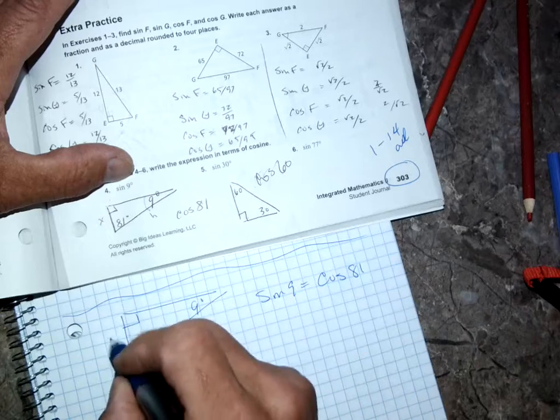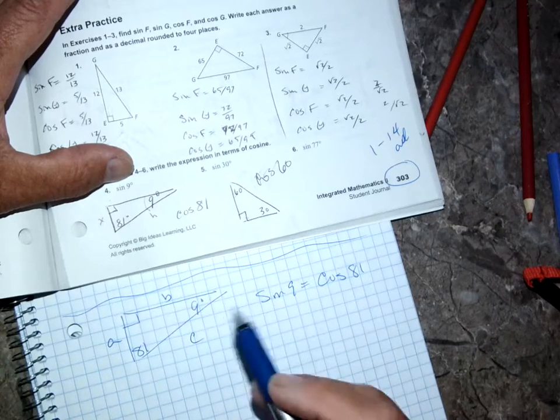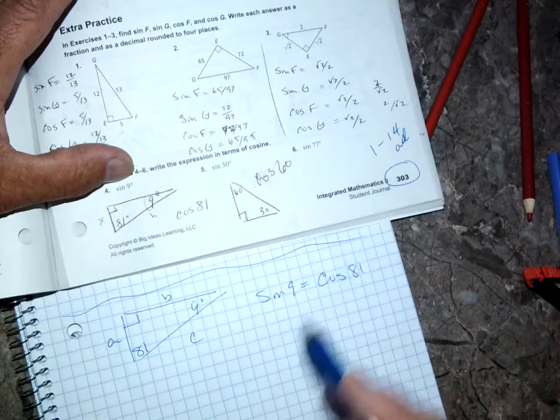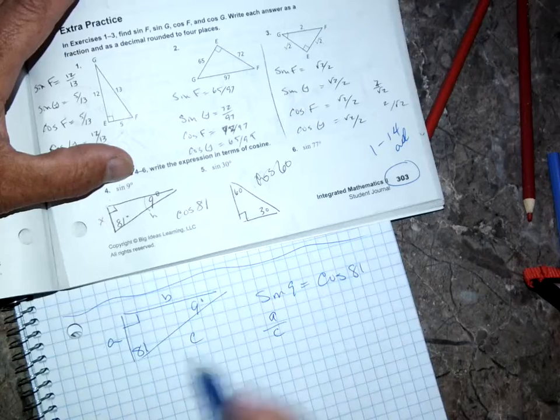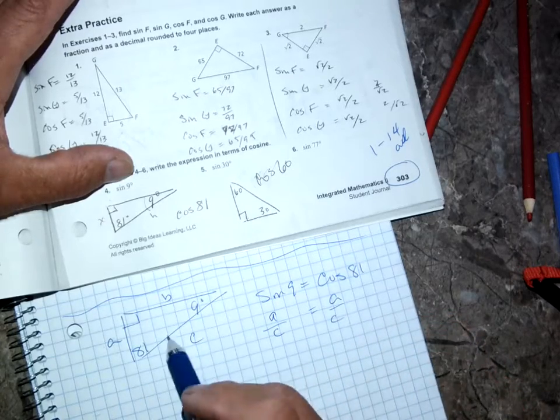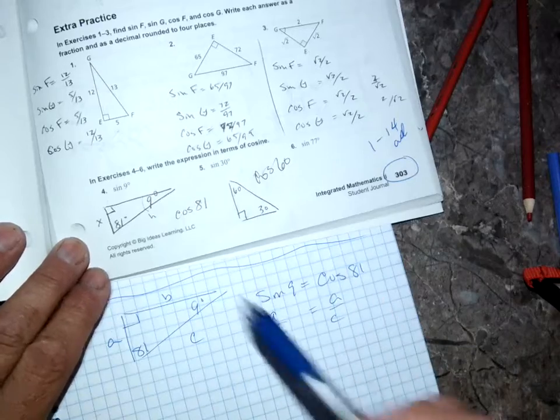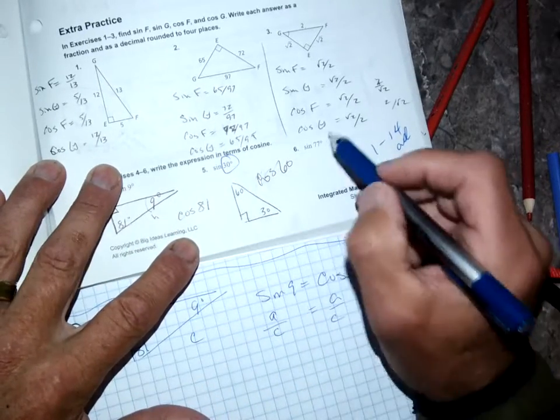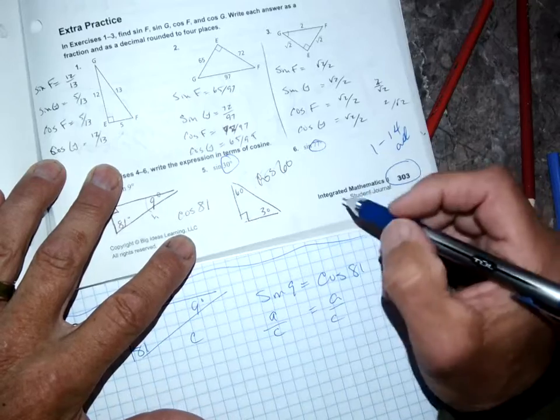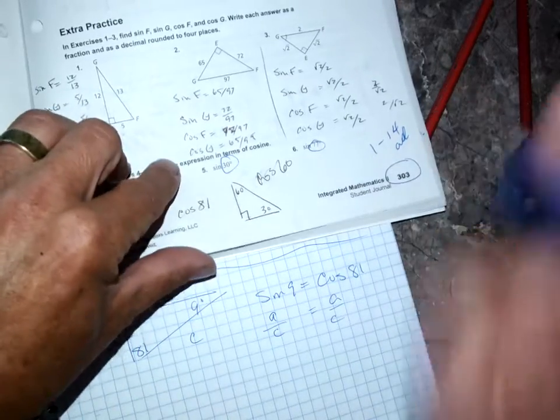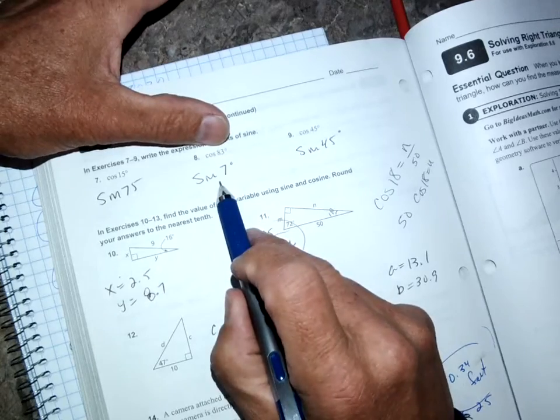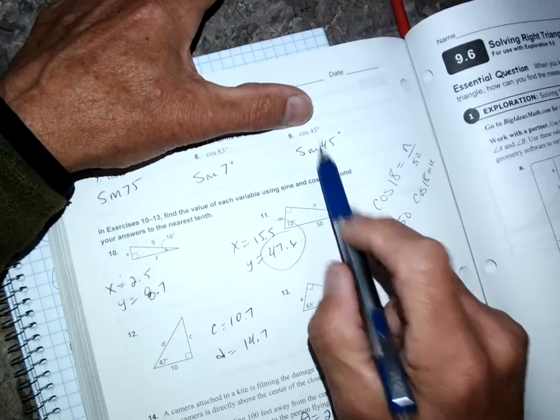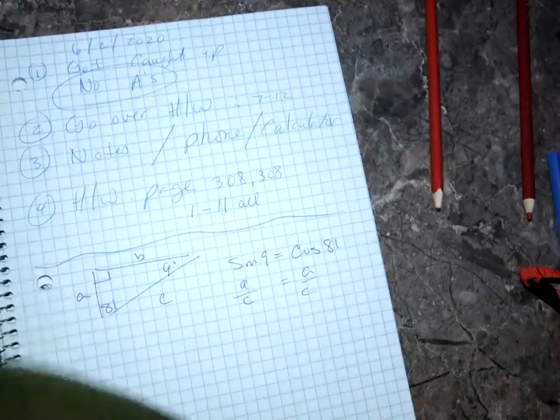Let's just call this A, B, C. So the sine of 9 is A over C. And the cosine of 81 is also A over C. So if you want to find the, in terms of cosine, you just subtract 90 from that angle. And so the same thing on the other side. If you want to do cosine, subtract 90. Sine of 75, subtract from 90, cosine of 15. Oh, that's easy. Okay, anyway, I should have taught that. I should have showed that.